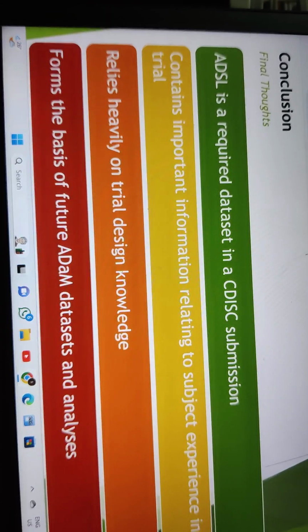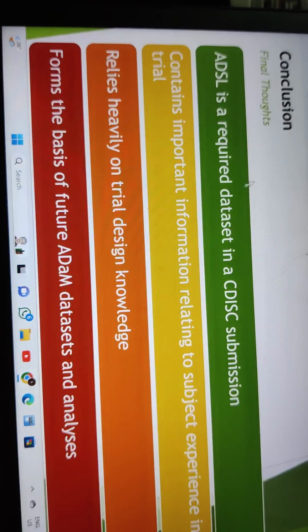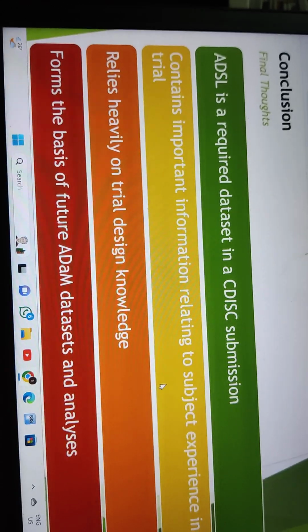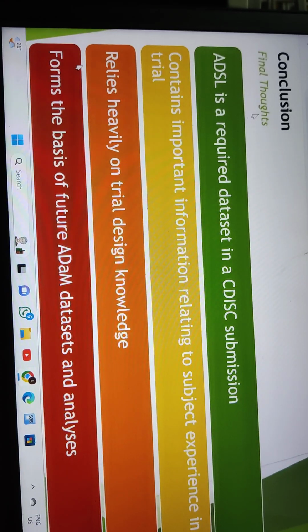So the final conclusion of ADSL. ADSL is a required dataset in a CDISC submission. As I said at the very beginning, the ADSL dataset is an important dataset. The first dataset we create at the ADaM level is ADSL. If you go for a CDISC submission, ADSL is the mandatory dataset. It contains the important information relating to the subject experience in the trial, and it relies heavily on trial design knowledge.